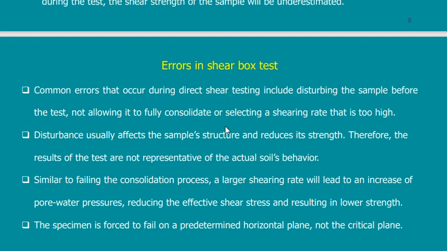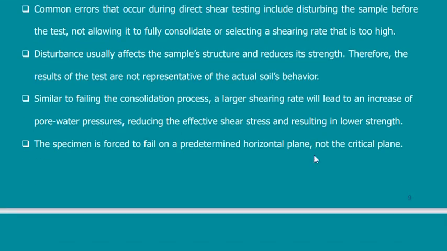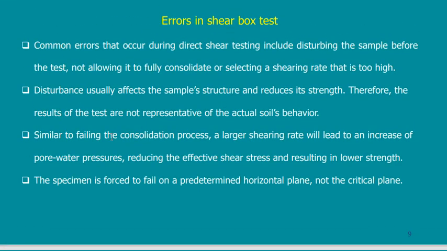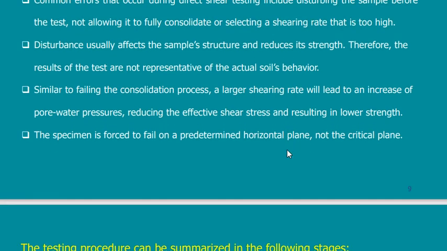Disturbance usually affects the sample structure and reduces its strength. Therefore, the results of the tests are not representative of the actual soil behavior. We said that. Similar to failure of the sample, the consolidation process needs a longer shearing time. This is describing what we said. I need consolidation in two places. When I apply the load at the beginning, I need consolidation, and when I start shearing the sample, I need a slow rate to give the sample time to consolidate.